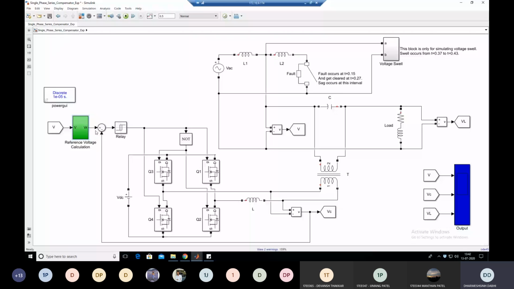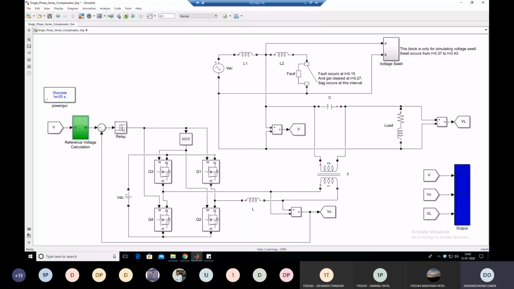So in the initial period, when you do not provide compensation, it means at t equal to 0.15 second, when the voltage sag starts, at that time you require the voltage compensation. So what is the output of this summation? Initially VC is 0 and the reference voltage calculation generates the reference voltage VR. So that output is VR, and this output VR is applied to the relay circuit.